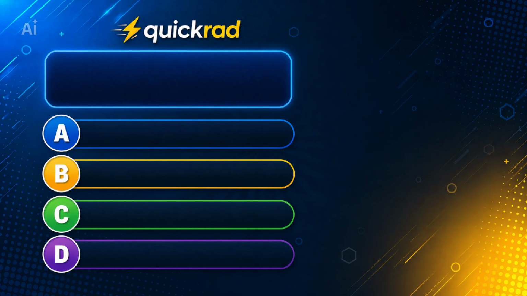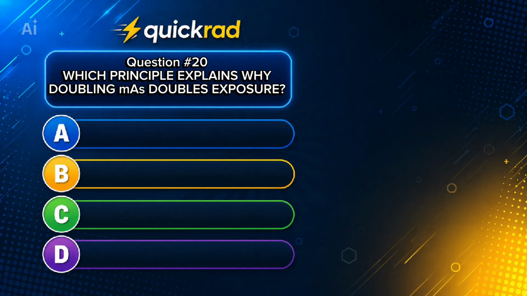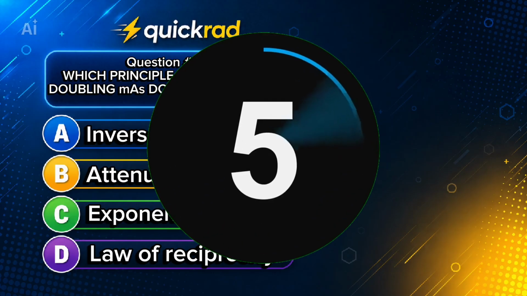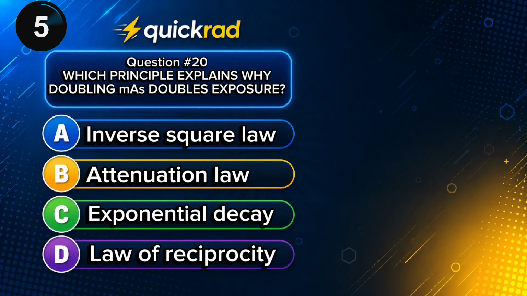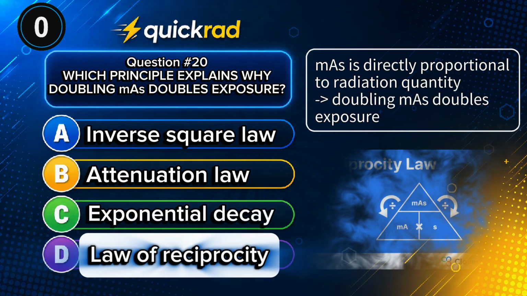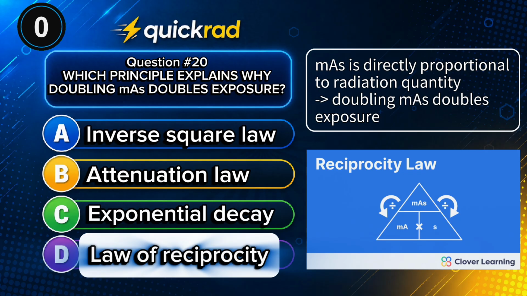And now for our final question. Which principle explains why doubling mAs doubles exposure? Think carefully. Correct answer, D. Law of reciprocity. mAs is directly proportional to radiation quantity.